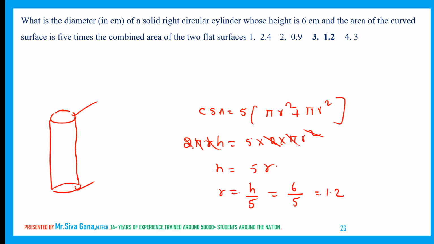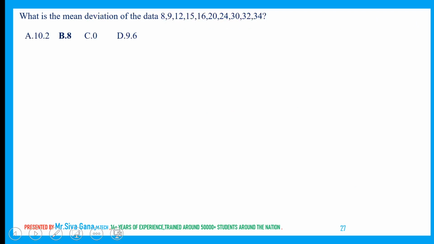We need the diameter, right? Diameter is double of this. Sorry my dear viewers, diameter is double of this. 2.4 is the answer. What is the mean deviation of 8, 9, 10?